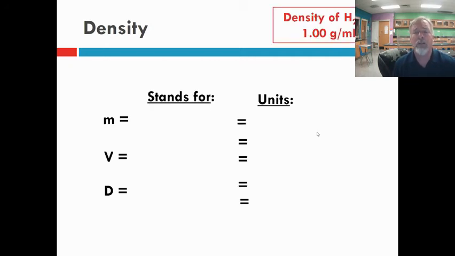Now, again, our density for water, remember, is 1 gram per milliliter. I want you to remember this. Now, what does the little m stand for? We told ourselves little m stands for mass. What do we measure mass in? Usually we'll measure it in grams.